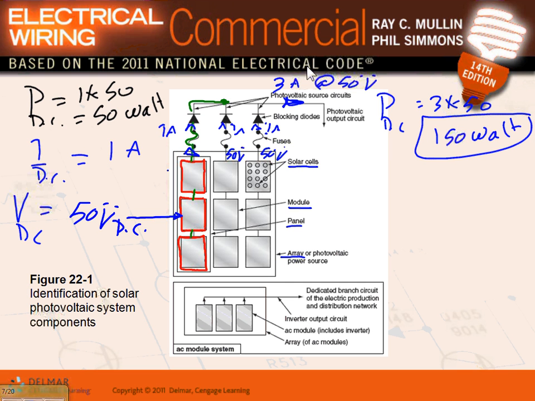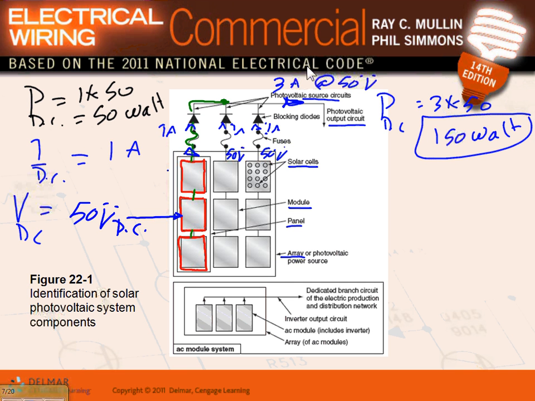When you deal with the code, guys, very important things to understand. Can you guys see the fuses here? You are required sometimes to have fuses, and sometimes it depends on the fuse. I have the block diodes because I want to isolate these systems. I don't want them to feed each other. And then I combine them, and the combiner is called the photovoltaic output circuit.